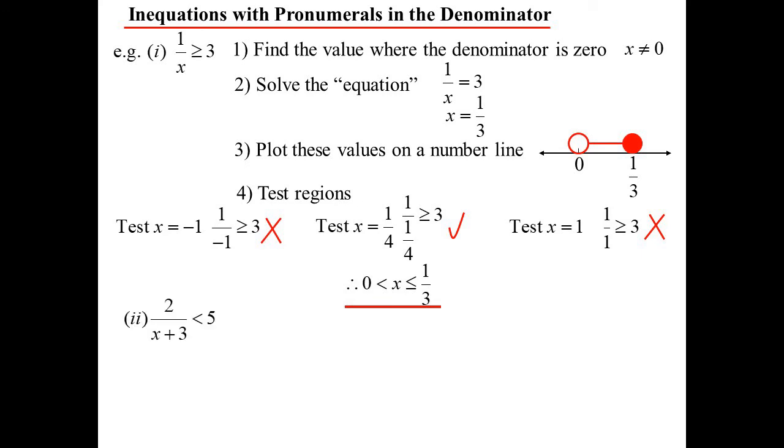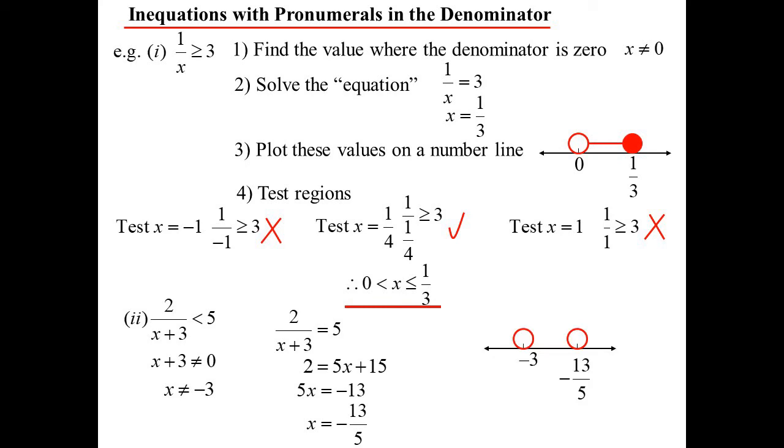So let's try another one. 2 on x plus 3 is less than 5. Well, I know x plus 3 can't equal 0, so there's my first critical point. X can't equal -3. Solve it like an equation. And I get, there it is, x equals -13 on 5. Draw it up, test in my head. Well, let's see, I'll work out 0. Does 0 work? 2/3 is less than 5. Yes, it is. But anyway, we end up on the outside.